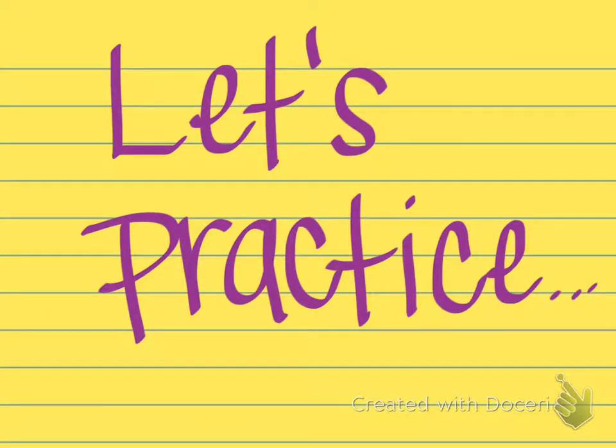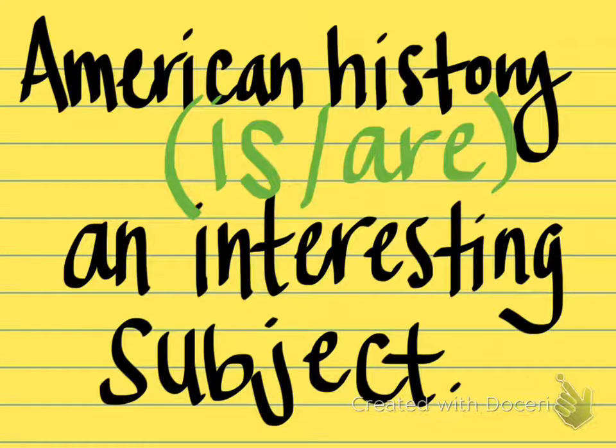Now let's practice. American history is/are an interesting subject. We know that American history is a singular subject, so our verb must agree with that. Going back to our rule where it says for the verb be and a singular subject, use is or am. So American history is an interesting subject.